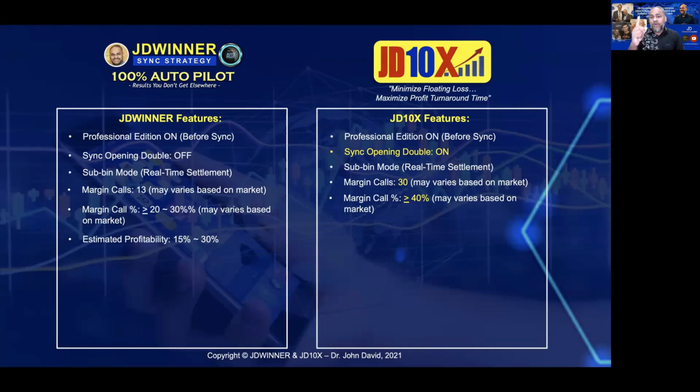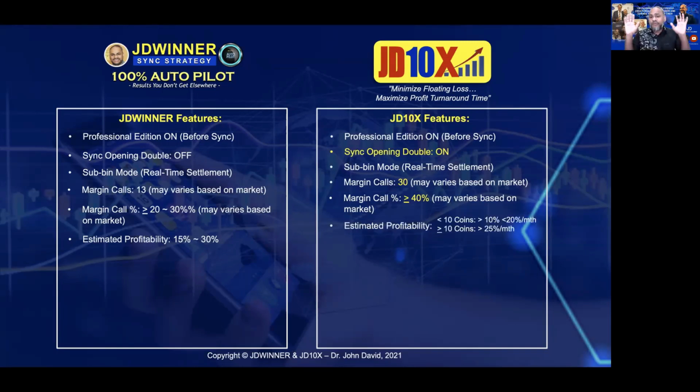So if you have 1 coin and you say, you promise me that you're going to give me 20%, no one promised you. Please read the disclaimer before you join the sync. That's why we put the word estimated, okay, because there is no guarantee. Please take note of that.